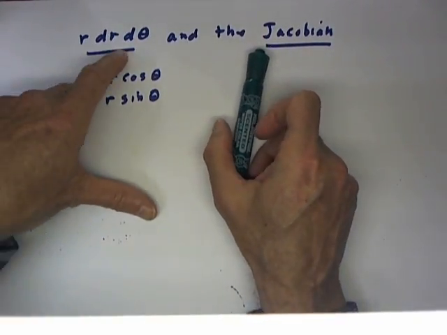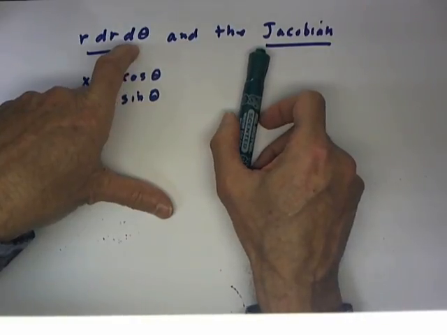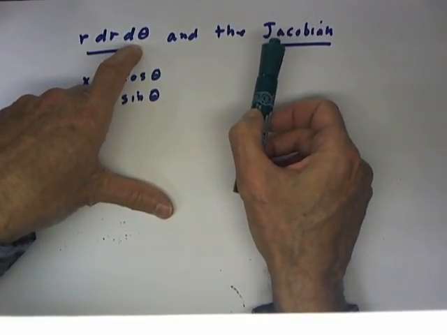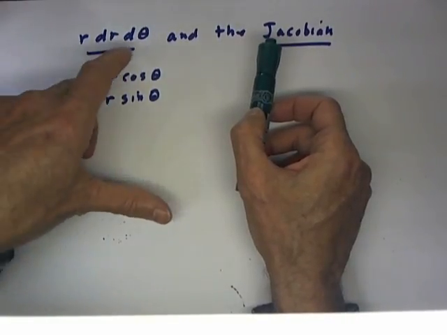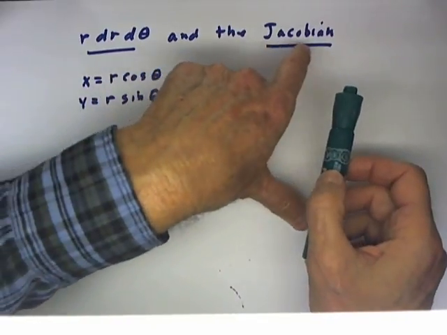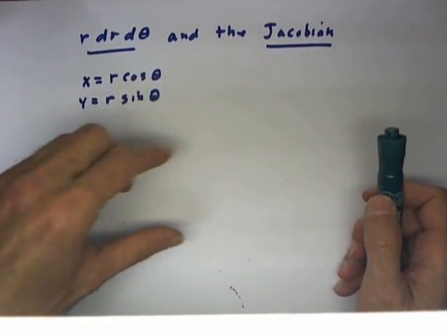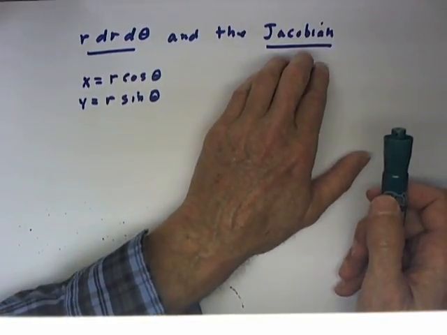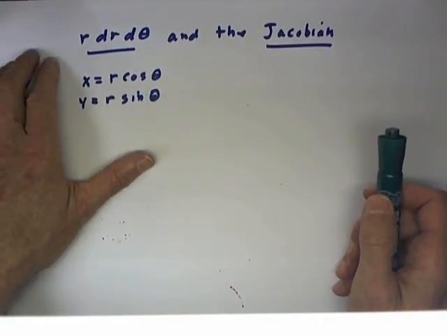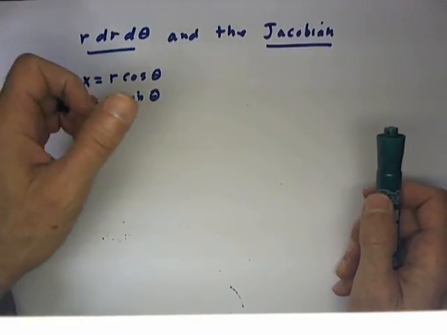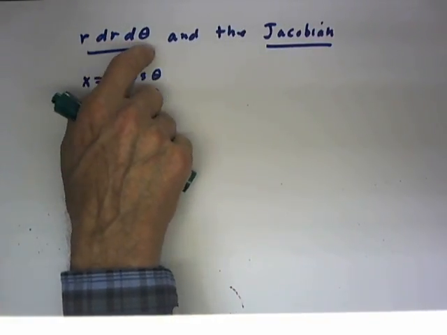The area increment r dr d theta arises naturally when we subdivide a region described in polar coordinates by partitioning our theta and r intervals. This is related to something we call the Jacobian, which is a much more general idea related to transformation of coordinates. Now we know that our area increment in x and y would be delta x delta y, or dx dy. In polar coordinates we've seen it's r dr d theta.